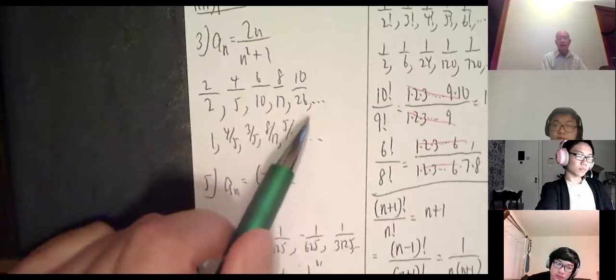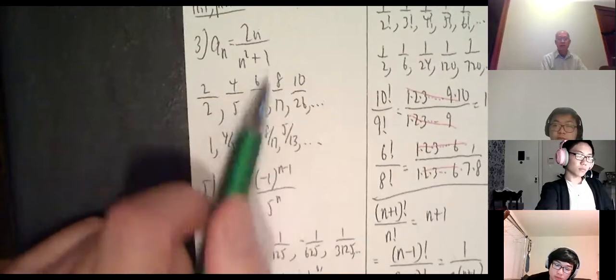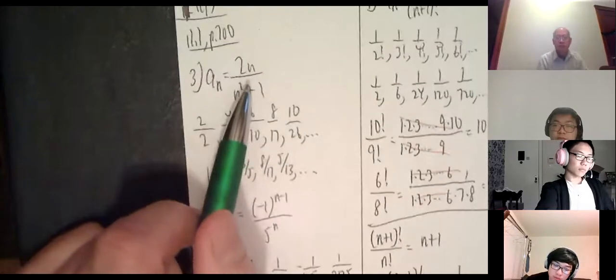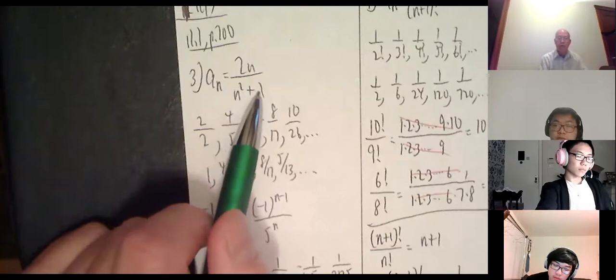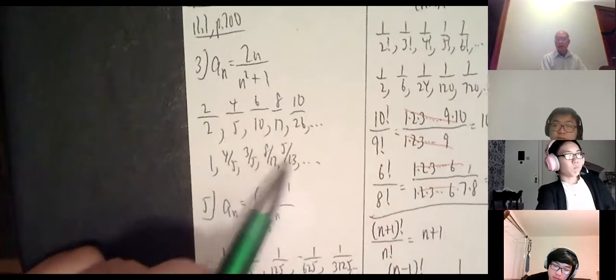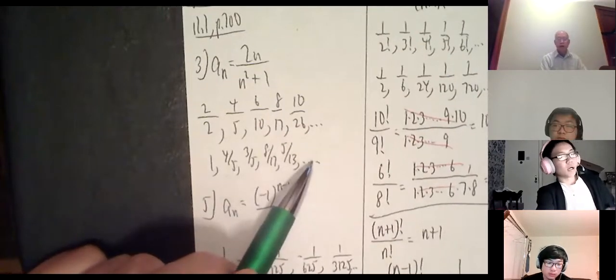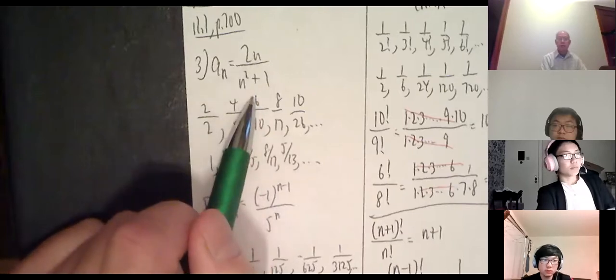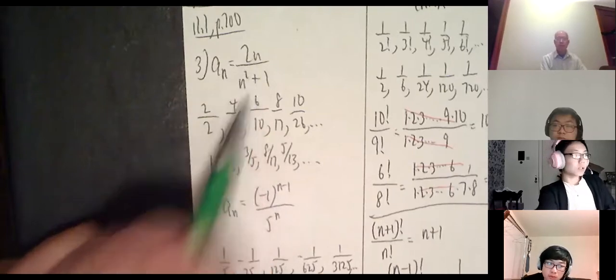Dot, dot, dot means it keeps going. They just ask for the first 5. In general, these sequences are infinite. They go on forever. And you can find any term that you want. So what is the 100th term? Plug in 100. What is the millionth term? Plug in a million.